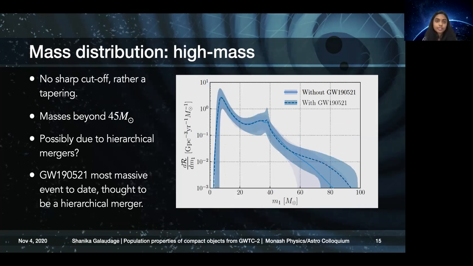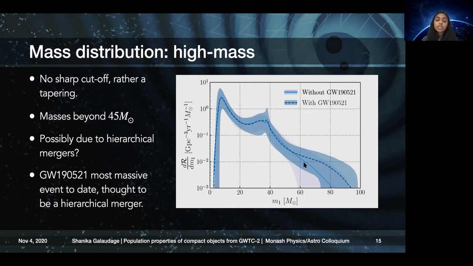Cool. So we talked about structure. What about the high mass end? We find that actually there are masses beyond 45 solar masses. Here on the right, I have the primary mass distribution with and without 190521, the most massive event in our catalogue. And even without this event, it extends beyond this 45 solar mass region. This is likely due to hierarchical mergers, and this is something we investigate.